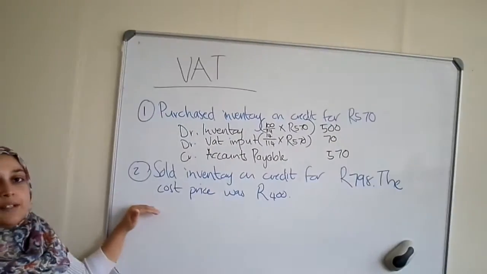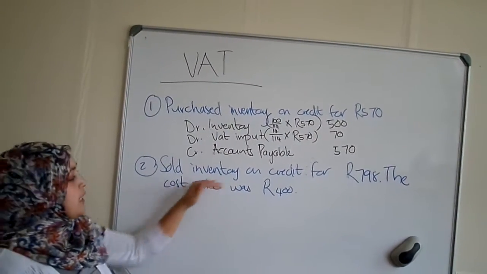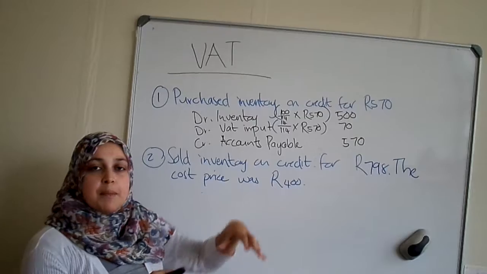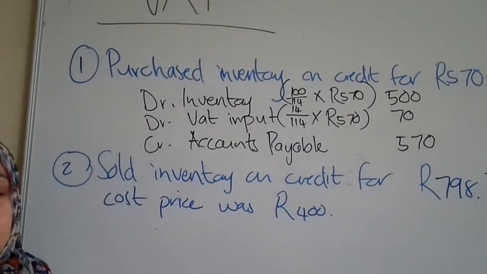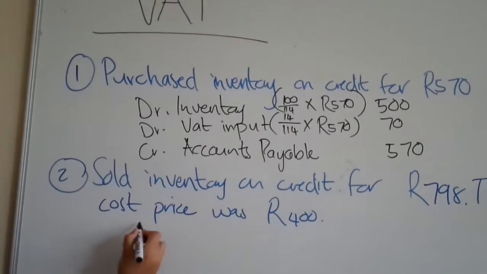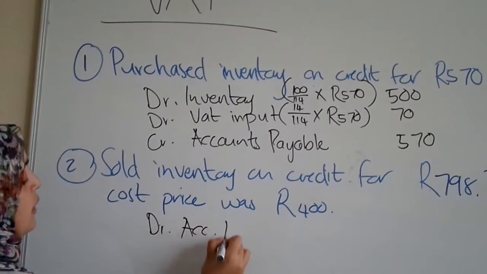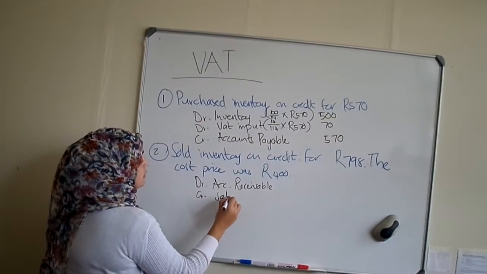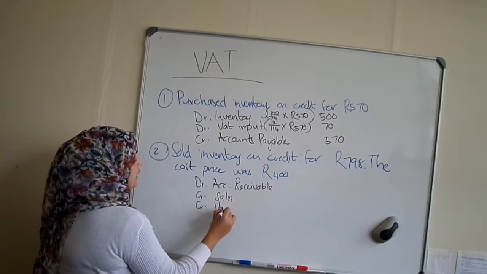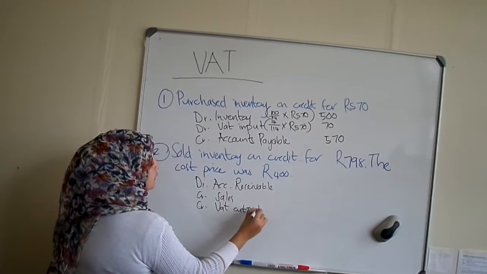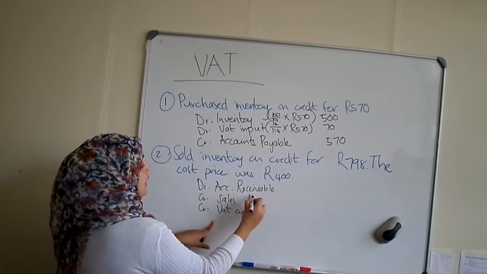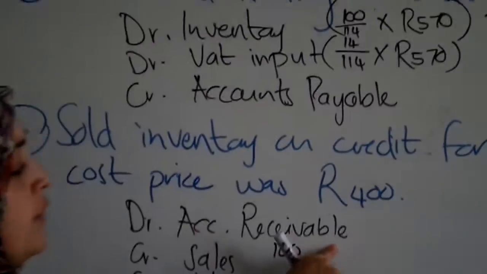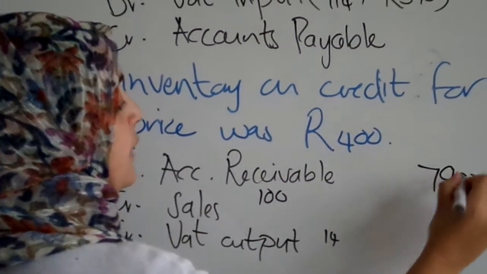Now when you are selling inventory, the same rules apply. If you're selling inventory on credit for 798 Rand, the 798 Rand is the amount that the debtor has to pay you, because he has to pay you an amount including VAT. So your journal entry would be debit accounts receivable, credit sales, and credit VAT output. And again now the sales will be the 100, the VAT output will be the 14. And accounts receivable is the 114, which is 798 Rand.